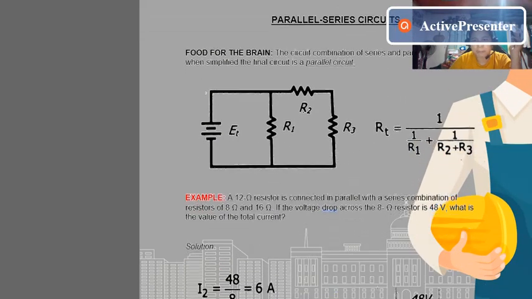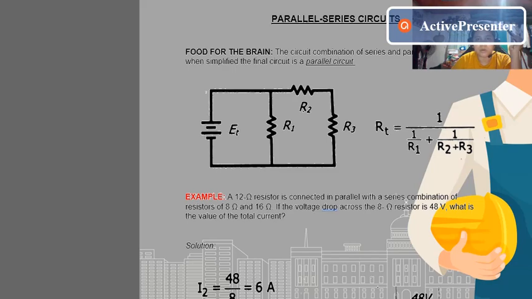So for our last topic for module number 4 for midterm, ganina naghisgot ta og series parallel. Now we have also a parallel to series circuit. So food for the brain: the circuit is a combination of series and parallel connections, but when simplified, the final circuit is a parallel circuit. So what if una ang atuang parallel, so connected siya, so mahimo siya og parallel circuit.